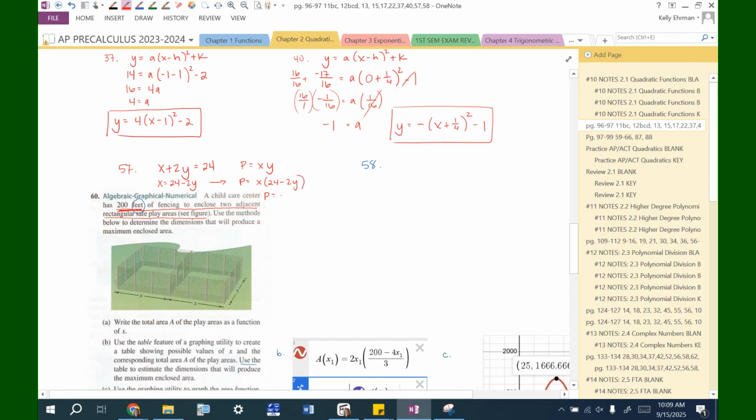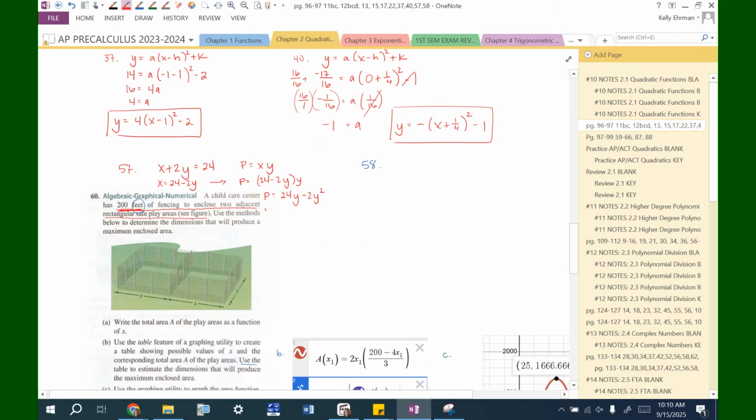So p is equal to 24x minus, oops, wait. Sorry, I subbed in for the wrong thing. Subbing out x, make that 24 minus 2y times y. There we go. So p will be 24y minus 2y squared. What would the maximum product be?